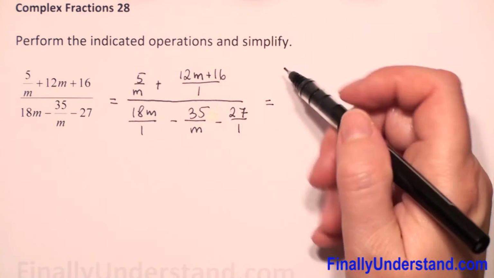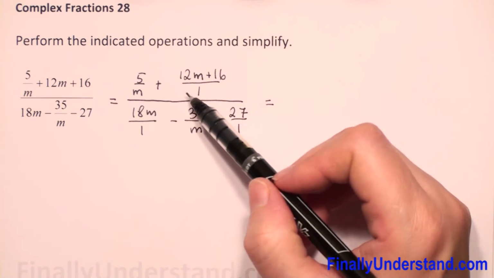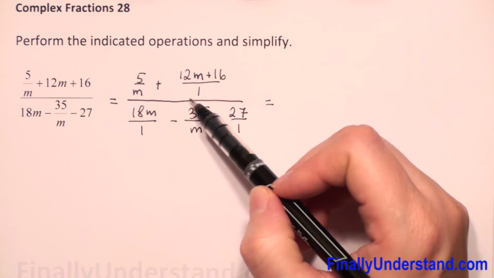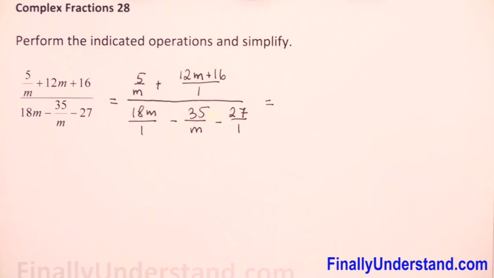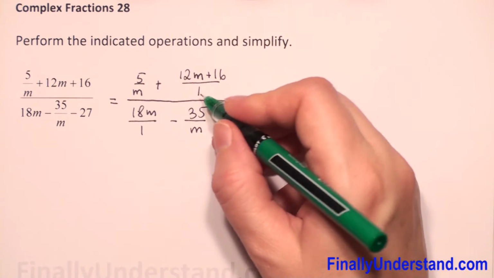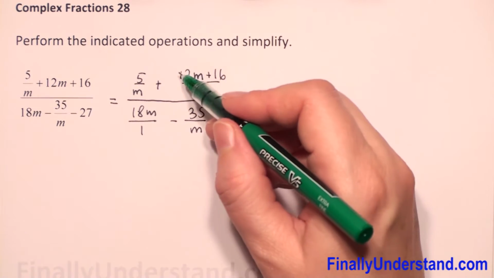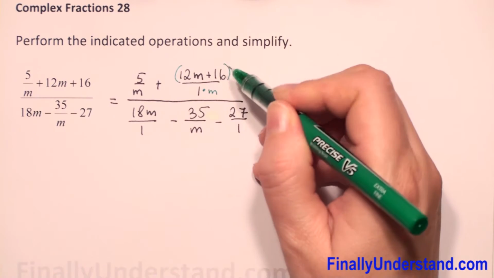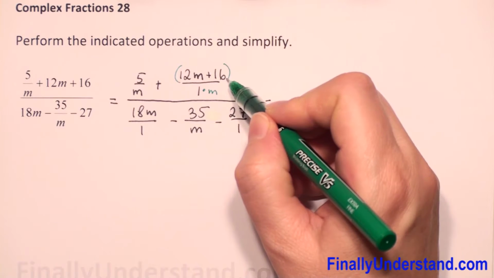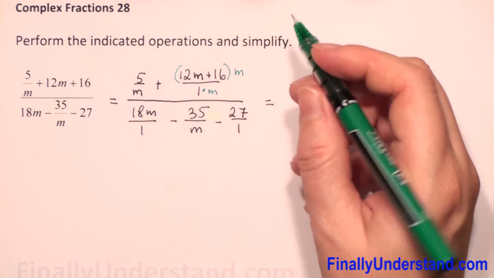So this is equal. Now when we have fractions, to add fractions, we need to have common denominators. The least common denominator for m and 1 is m. So I need to multiply 1 times m to get m, and whatever I did with the denominator, I have to do the same with the numerator. I have to multiply this whole term in the numerator by m.